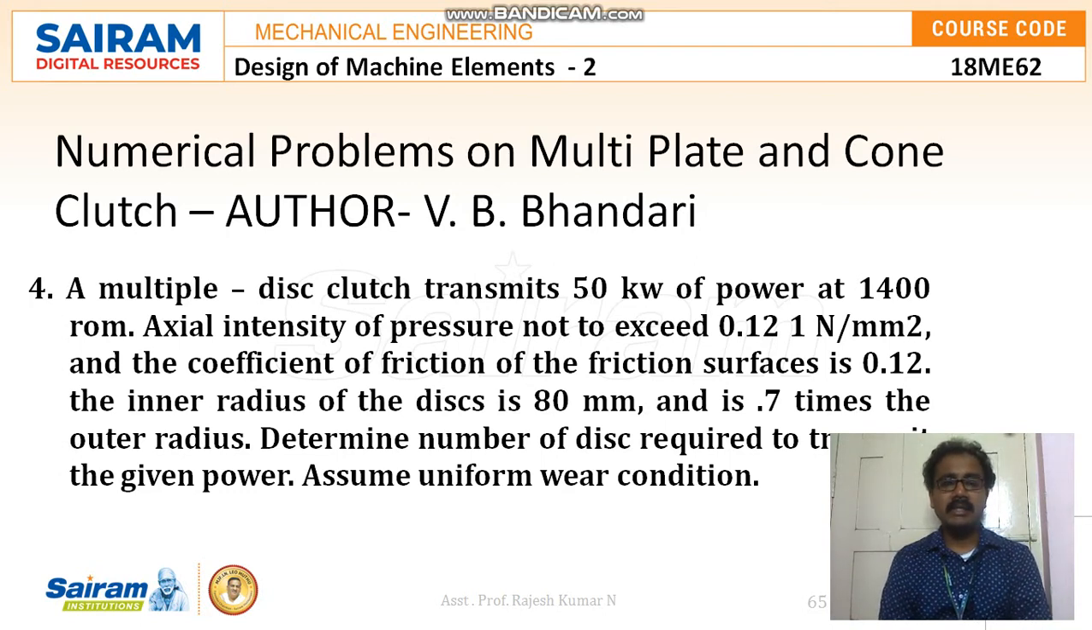A multiple disc clutch transmits 50 kilowatts power at 1400 rpm. The axial intensity of pressure is not to exceed 0.1 Newton per mm square, and the coefficient of friction of the friction surface is 0.12. The inner radius of the disc is 80 mm and 0.7 times the outer radius. Determine the number of discs required to transmit the given power.